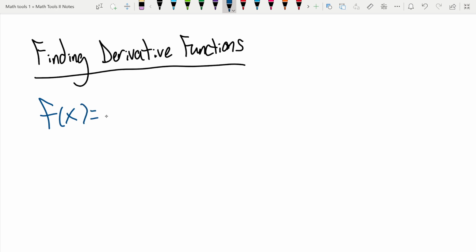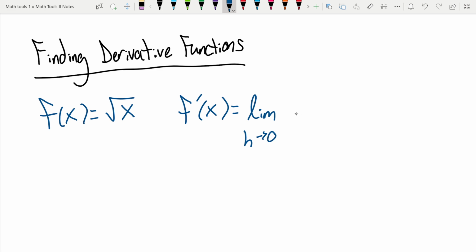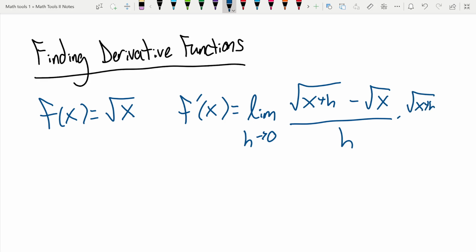Okay, so maybe not one of the easiest ones to start with, but why not? And it should be pretty much the same process. Okay, so the limit as h approaches 0 of f of x plus h, so the square root of x plus h, minus f of x over h. So again, we're just going to want to multiply by the conjugate here. Whenever we see these roots, that's pretty much what we're going to need to do.